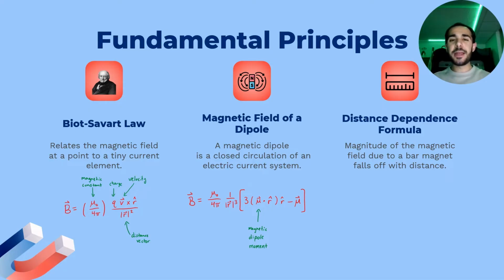Finally, the distance dependence formula, which states that the magnitude of the magnetic field due to a bar magnet falls with distance and with this formula. We can also linearize this formula, as we will see in our graph soon.